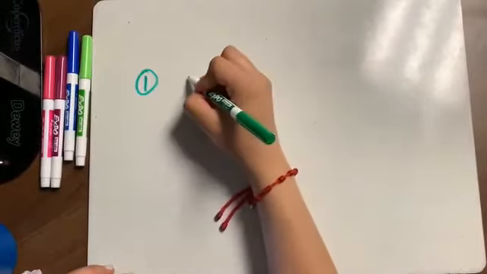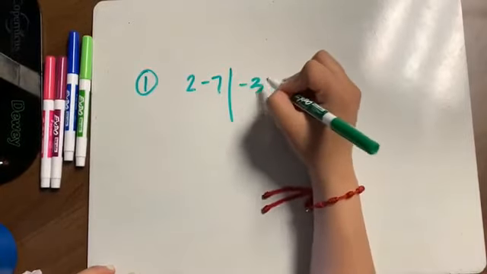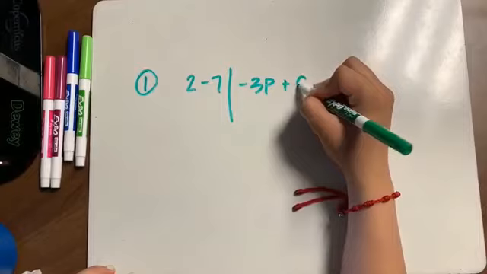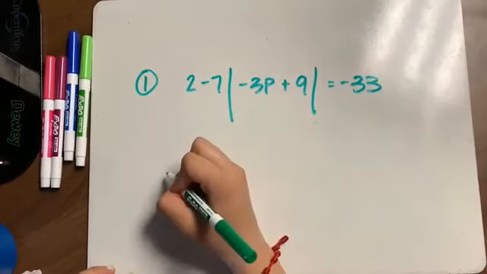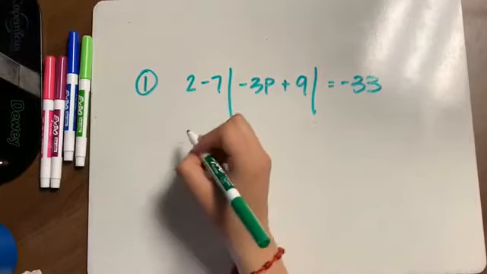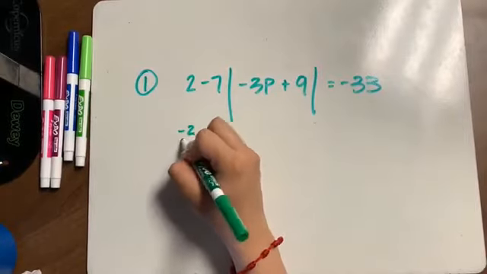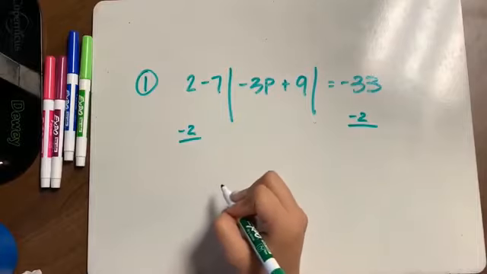For our first problem, we will solve for p in the equation 2 minus 7 absolute value of negative 3p plus 9 absolute value equals negative 33. What you are trying to do is get the absolute value by itself in order to find and solve your two answers. Our first step is to subtract 2 on each side. Because it is positive, you have to do the opposite and subtract.